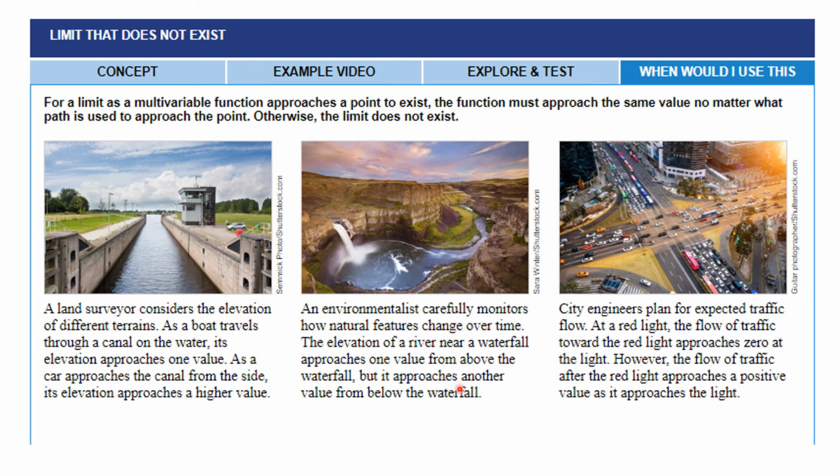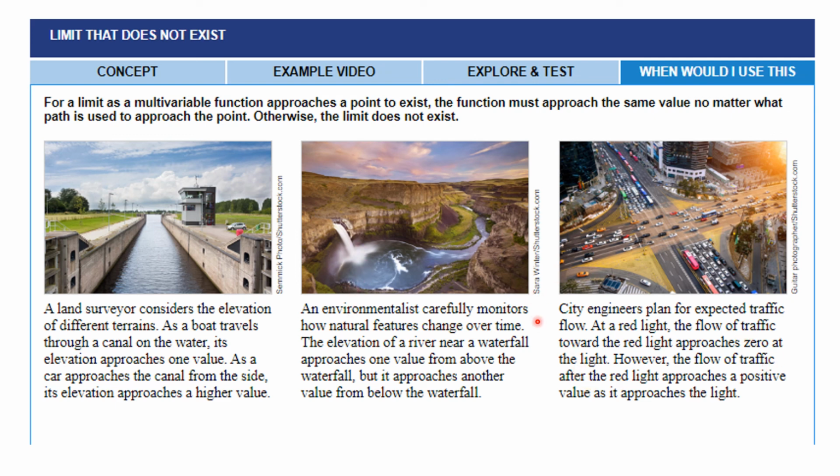Another example, an environmentalist carefully monitors how natural features change over time. The elevation of a river near a waterfall approaches one value from above. You see there's one value up here and another value from below the waterfall. And again, if you see a function that's doing this, you really think it might not be continuous at that area because there is an abrupt and dramatic change in position.